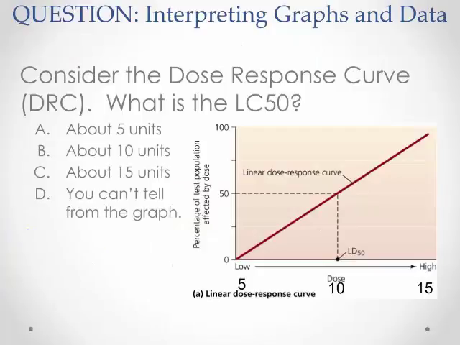Let's do a short practice. Consider the dose-response curve. What is the LD50? The LD50 is about 10 units. According to the graph, at about 10 units of a dose, 50% of the test population was affected by that dose.